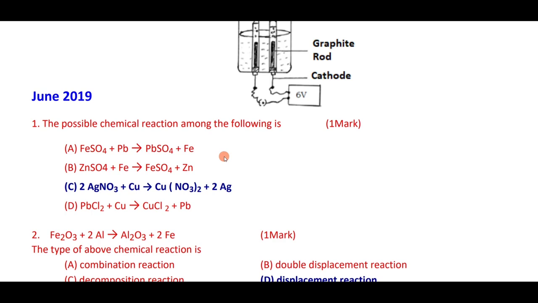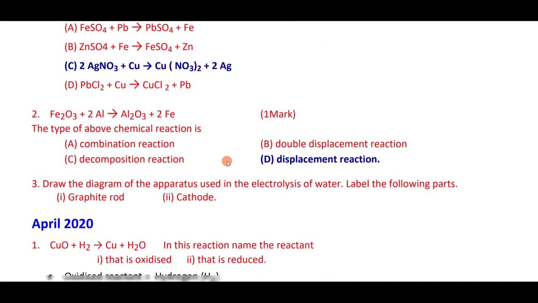2AgNO3 plus Cu gives Cu(NO3)2 plus 2Ag. This chemical reaction will take place because copper is more reactive than silver. Copper displaces silver, hence this reaction is possible. If you check the other reactions, they are not at all possible.